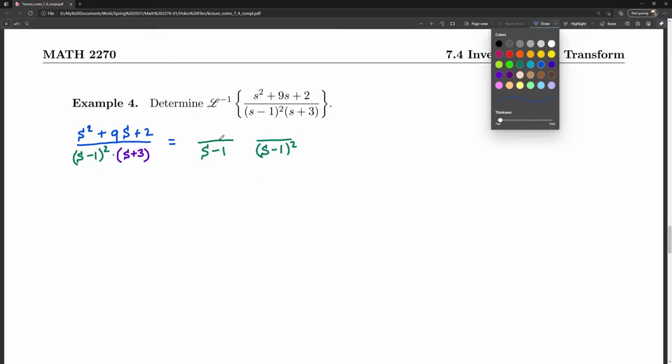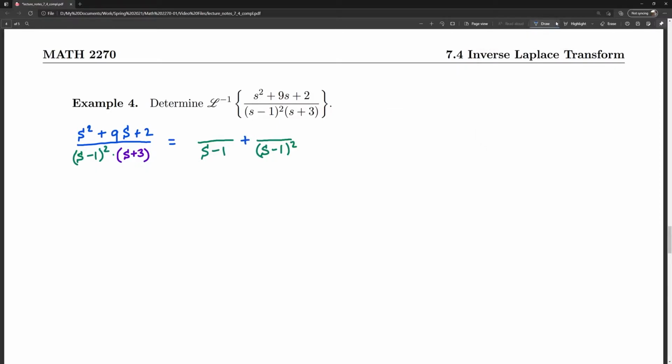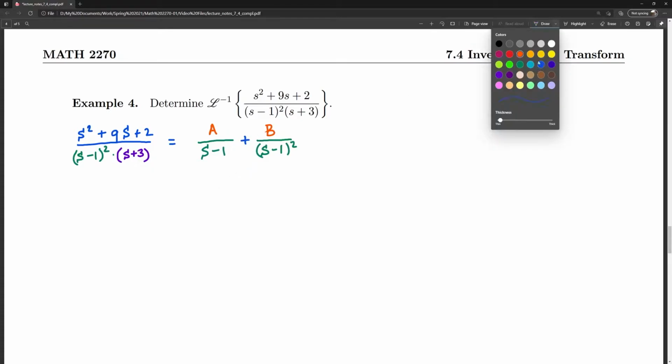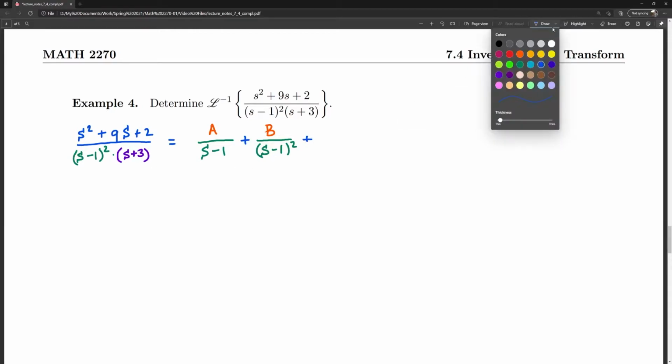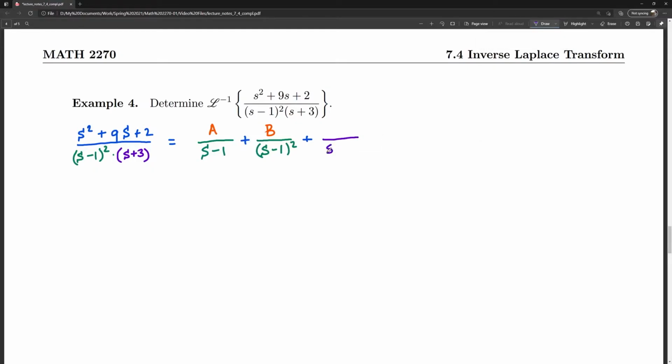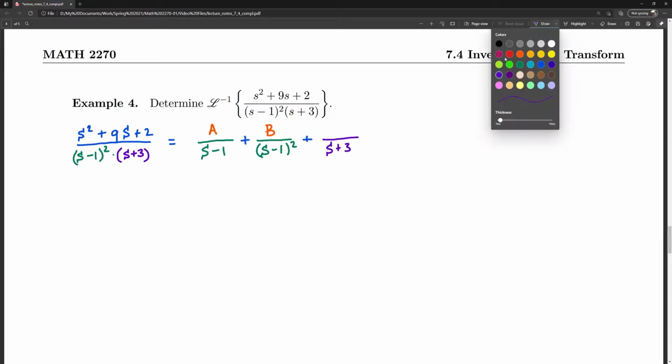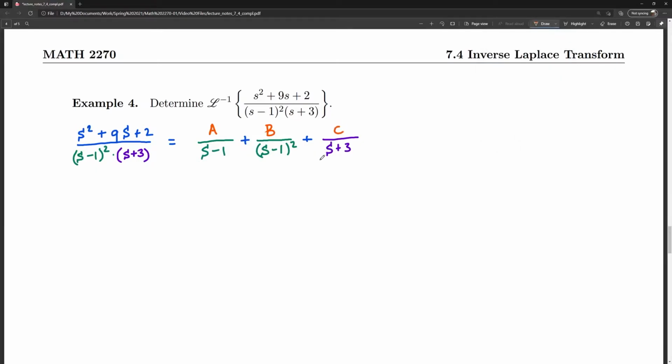So that's the first part. And then let me write down the coefficients in the numerator, and let's denote those by A and B. And then we have one more factor, s plus 3. And since that is not a repeated factor, we can write s plus 3 in the denominator of the next fraction, and I'll call that coefficient C.